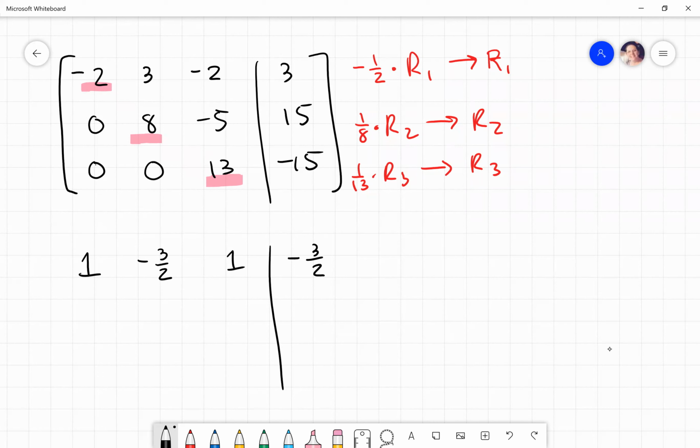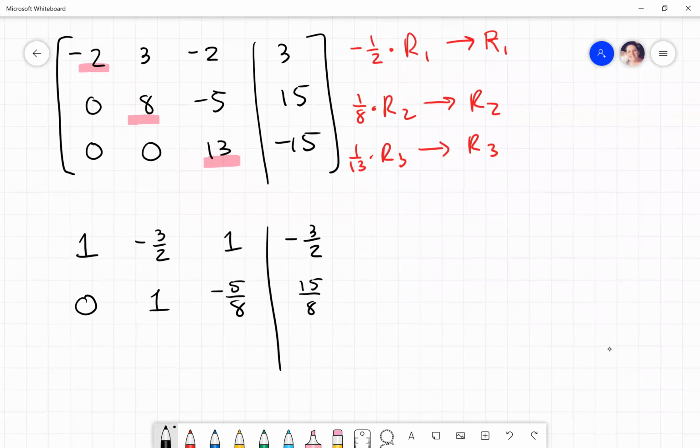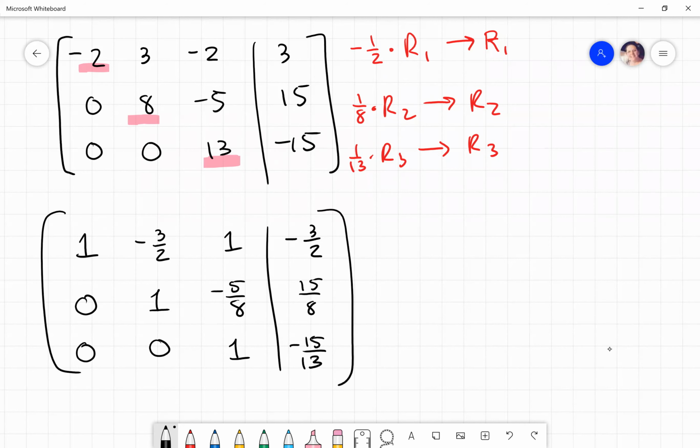All right, now row 2, the 0 doesn't change because 0 times anything is 0. 8 divided by 8 is 1. -5 divided by 8 is -5/8. And 15 divided by 8 is 15/8. Nothing wrong with those numbers. They're perfectly fine. Row 3, 0 divided by 13 is 0. 0 divided by 13 is 0. And 13 divided by 13 is 1. And -15 divided by 13 is -15/13. See, I almost wrote thirds. That would have been definitely an error that I might not have caught until later.